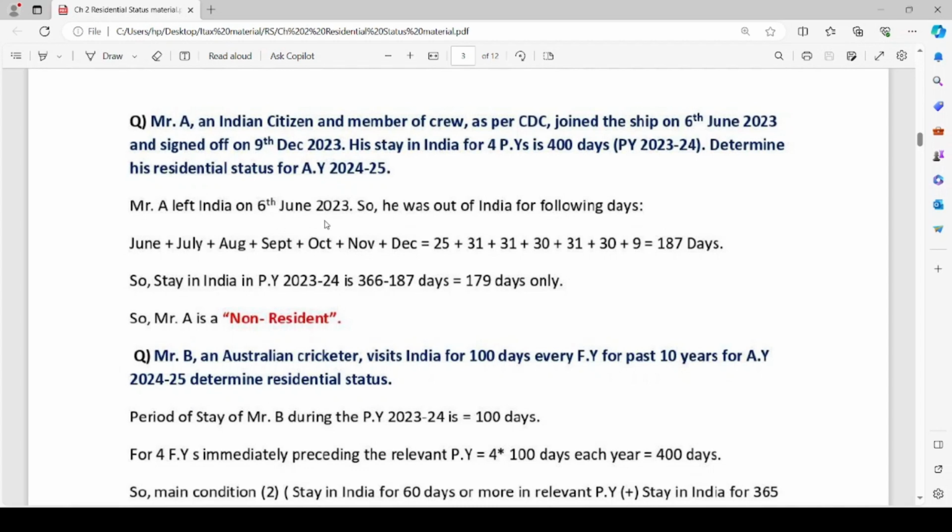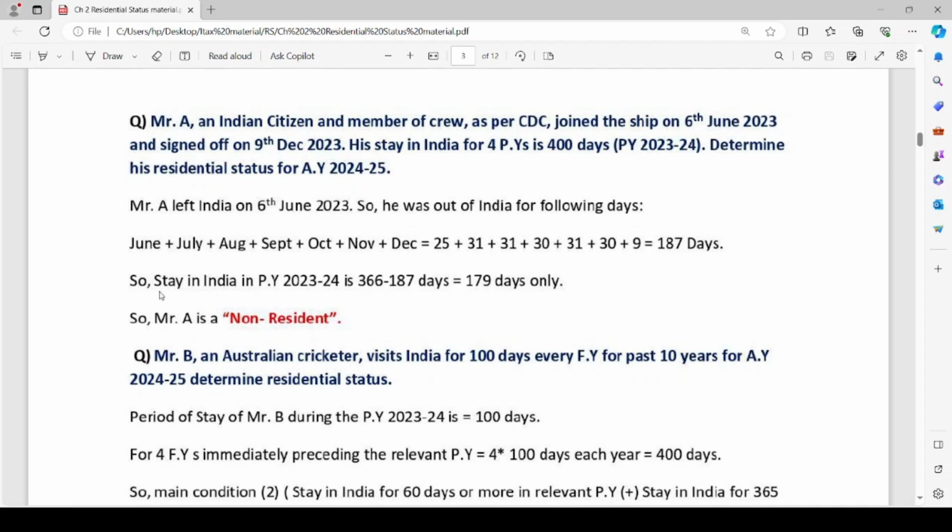Mr. A left India on 6th June 2023, so he was out of India for the following days. In June, he is out of India for 25 days. In July, 31 days, August, 31 days, September, 30 days, October, 31 days, November, 30 days, and in December, 9 days. The from and to date entered in the CDC are also excluded while calculating the period of stay of Mr. A. So it totals to 187 days.